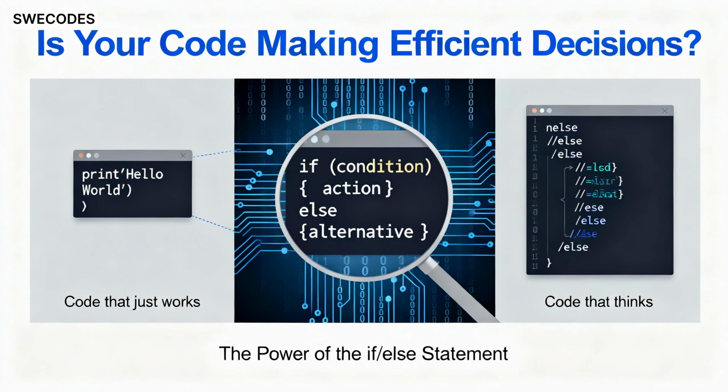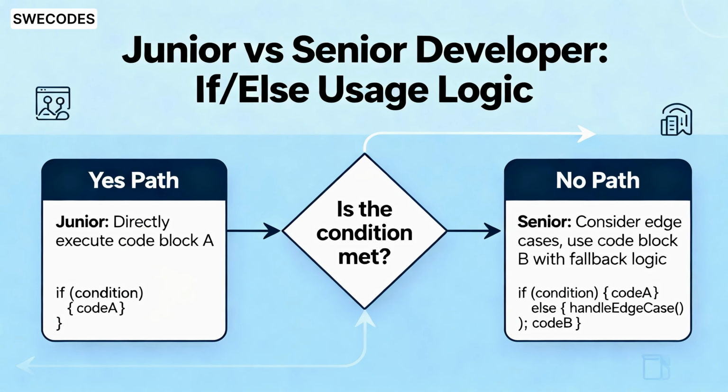Your code is making decisions every millisecond. But is it making them efficiently? The most fundamental tool for this is the if/else statement. You might think you know it, but the difference between a junior and a senior developer is knowing how and when to use its different forms. Let's break down the logic.